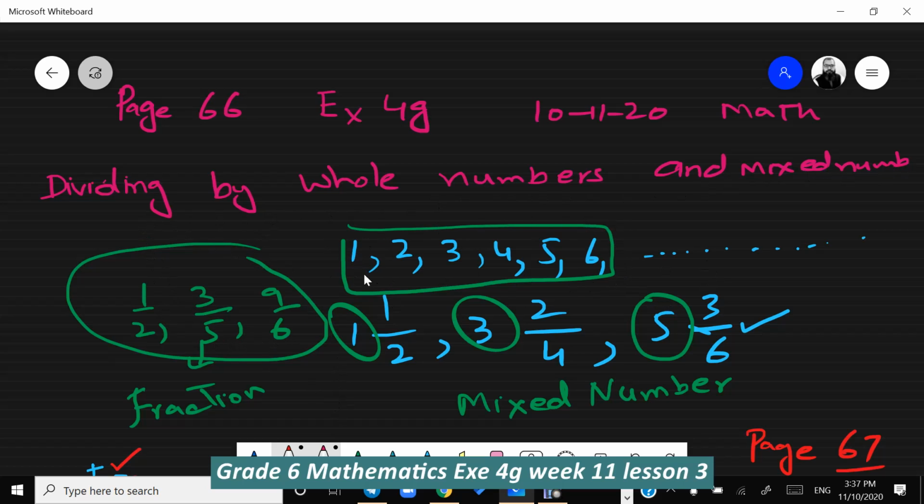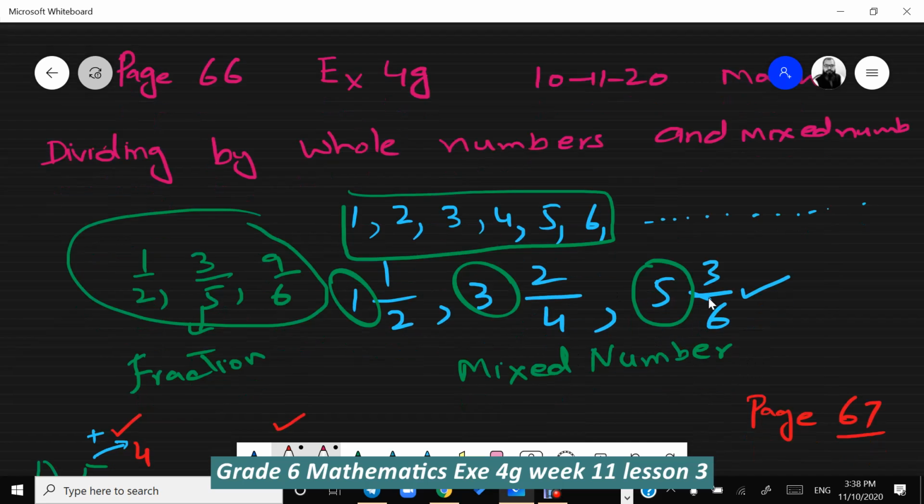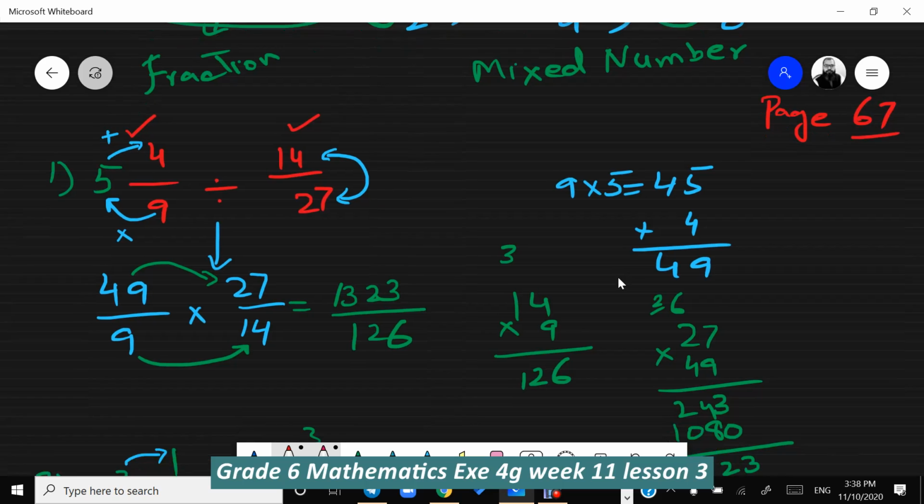These are the types of whole numbers: 1, 2, 3, 4, 5, 6. All these are the whole numbers. And if the numbers are like this, these are called fractions. And if a whole number comes with a fraction, like 1 and 3 over 5, we call these kinds of numbers mixed numbers. So we will study today about this kind of numbers.